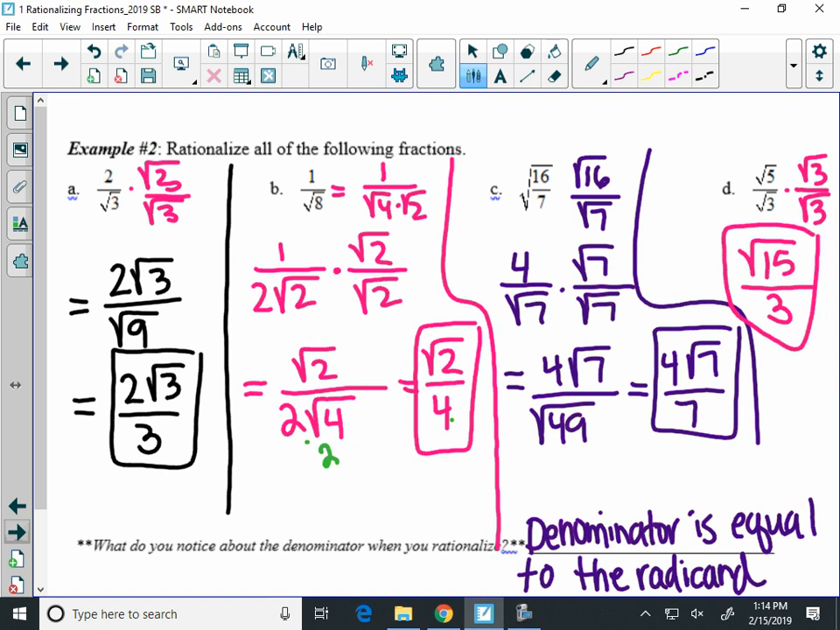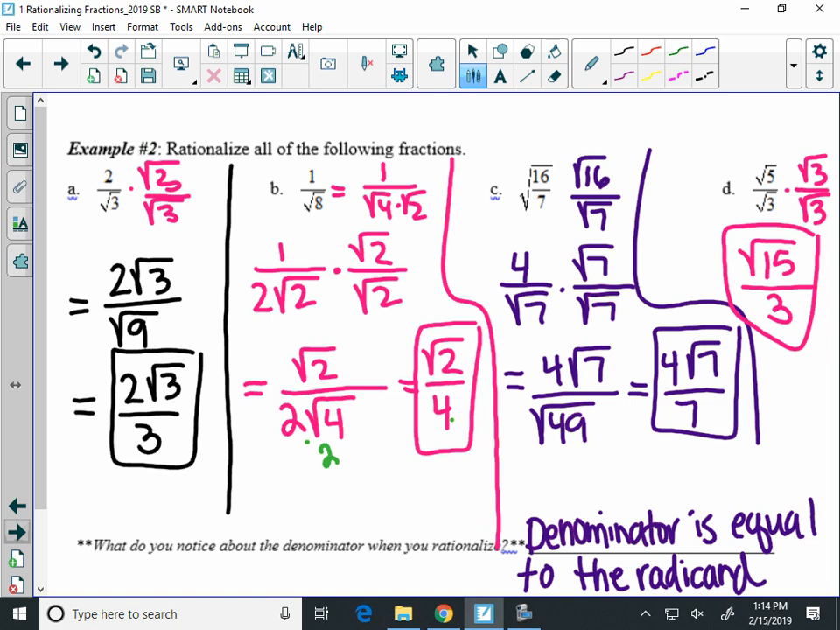Why can I not simplify the 15 and 3? Because this one's not under a radical, so you can't square root or simplify it. Yes? So what about B when it's 8 and it ends up being 4? But I can't simplify it here because the 2's under the radical.